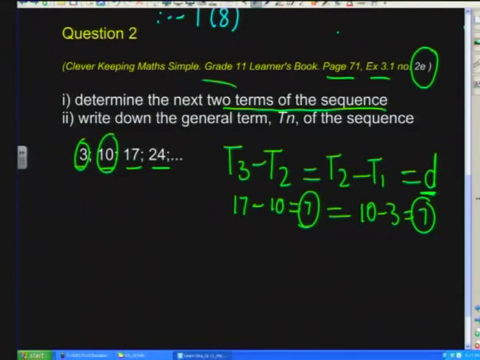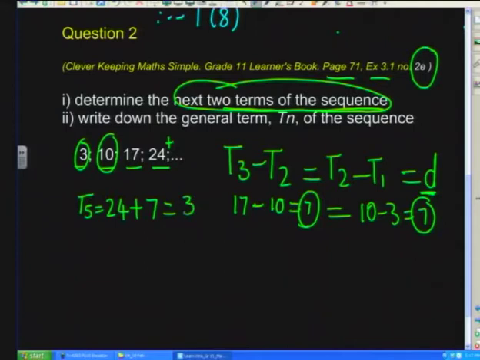So if I want the next 2 terms of the sequence, all I've got to do is add on my constant first difference. So the next terms, remember this is term 4. Term 5 is going to be 24 plus your constant difference of 7. And 24 plus 7 is 31. And then for term 6, which will be the next term in the sequence, I'm going to say the previous term, which is 31, plus the common difference of 7, and I get 31 plus 7 is 38.